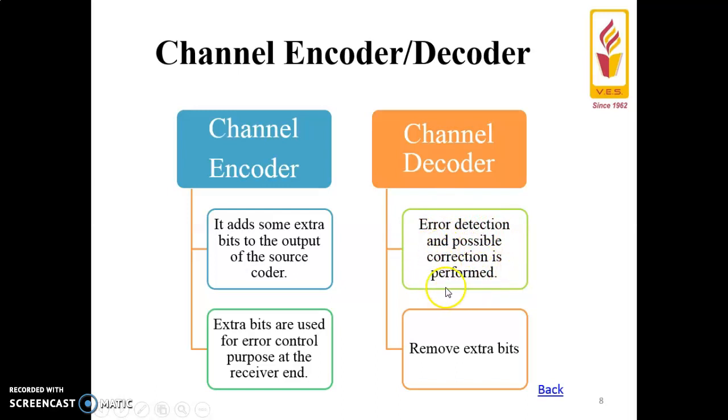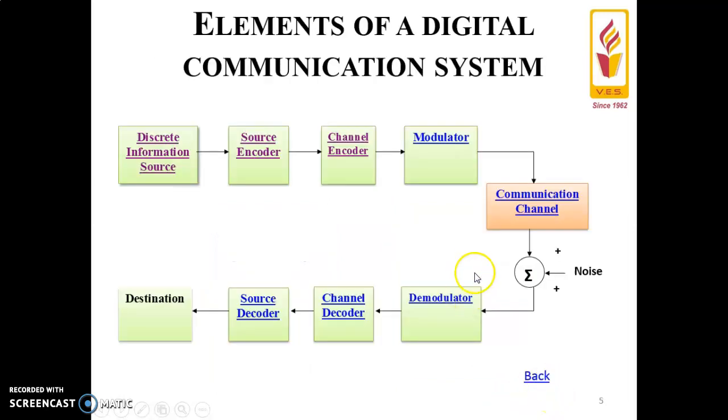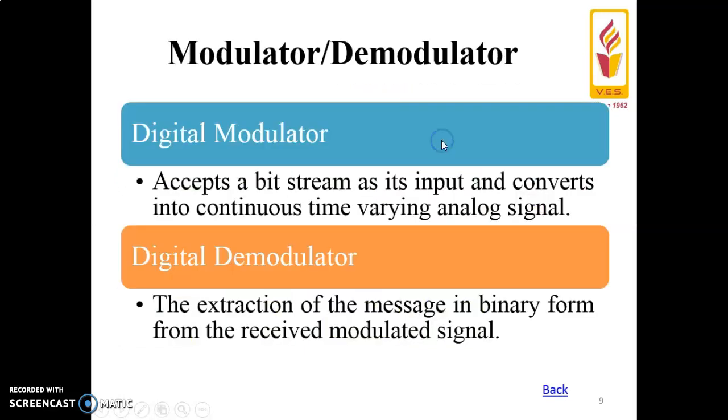So once the error is detected and corrected, your extra bits are removed and you get a proper binary sequence corresponding to your information signal. So now the output of the channel encoder is a coded binary sequence. So what does the modulator do?